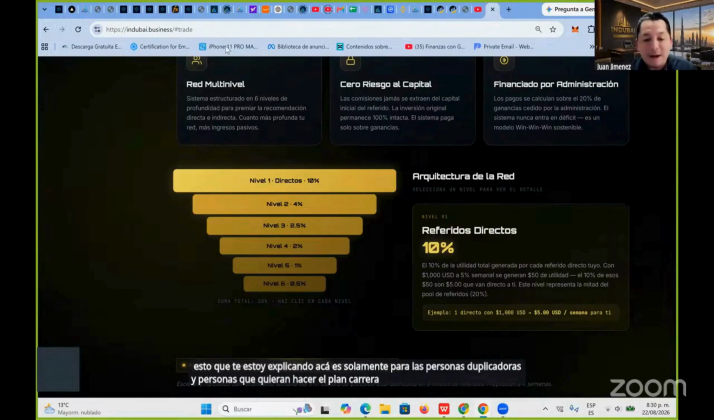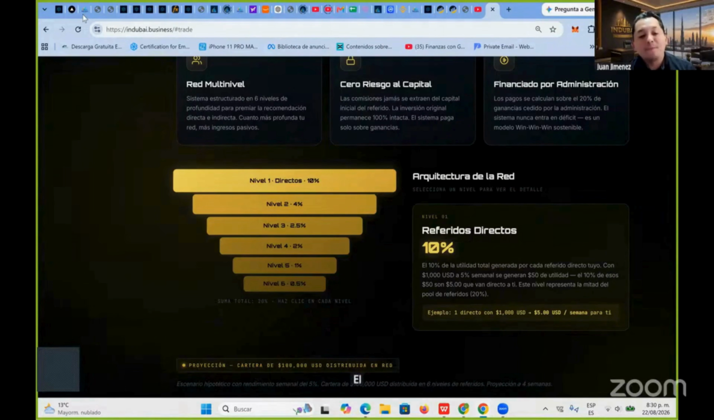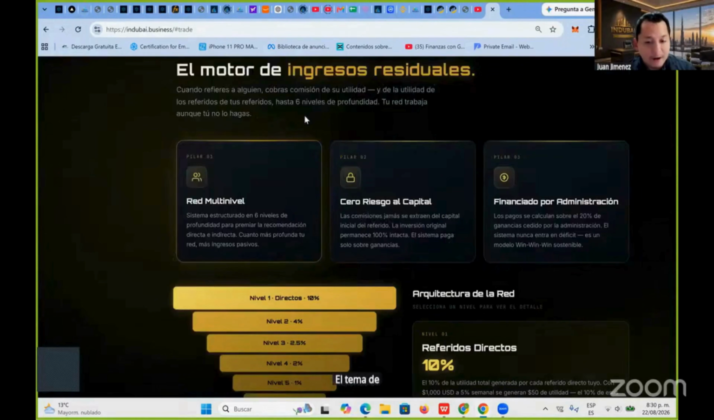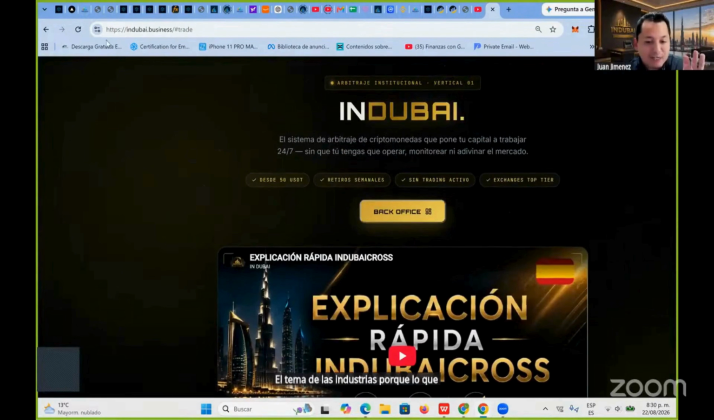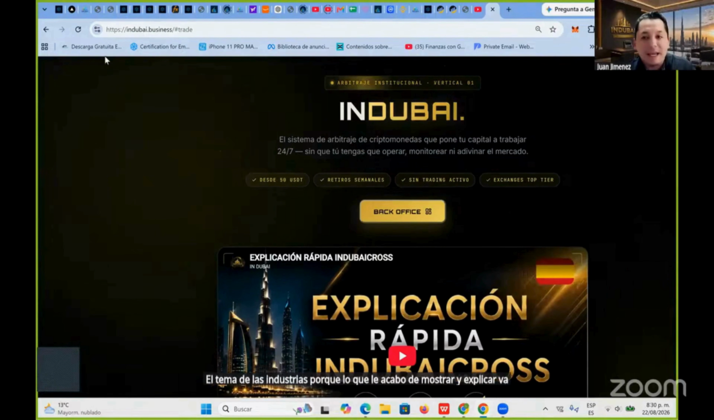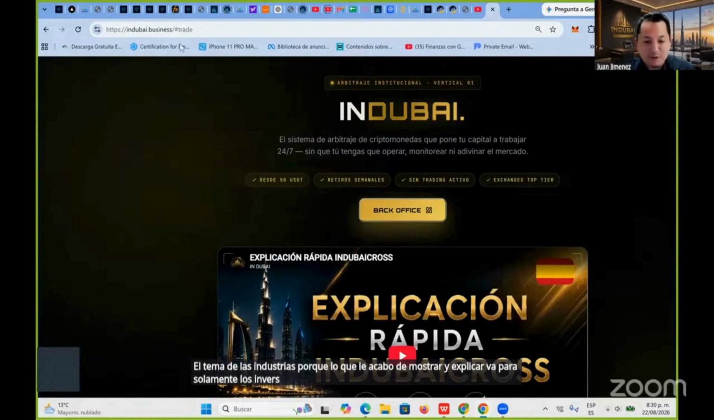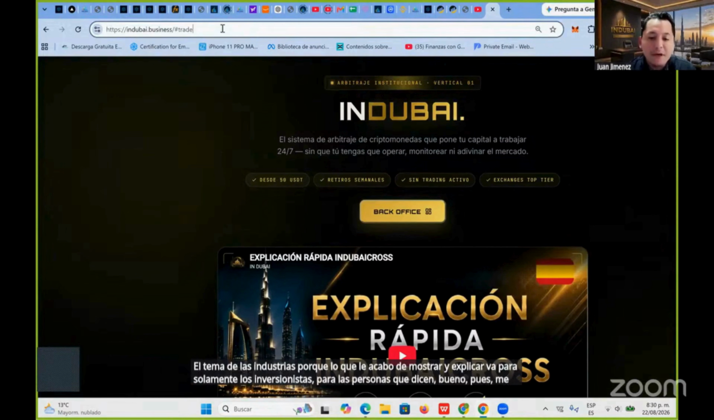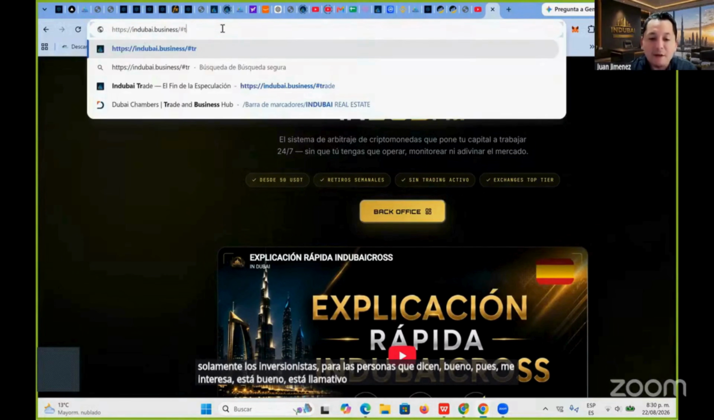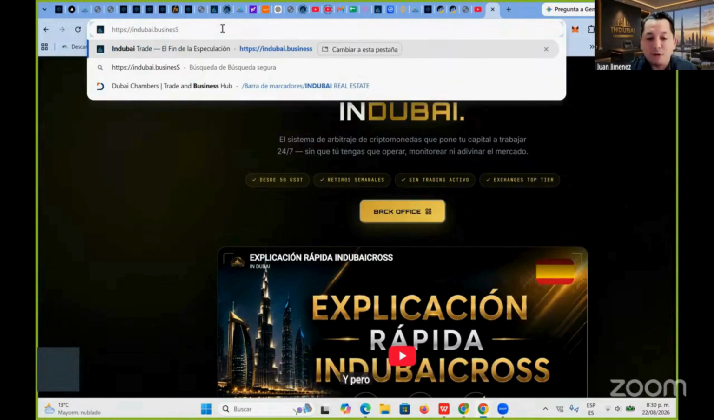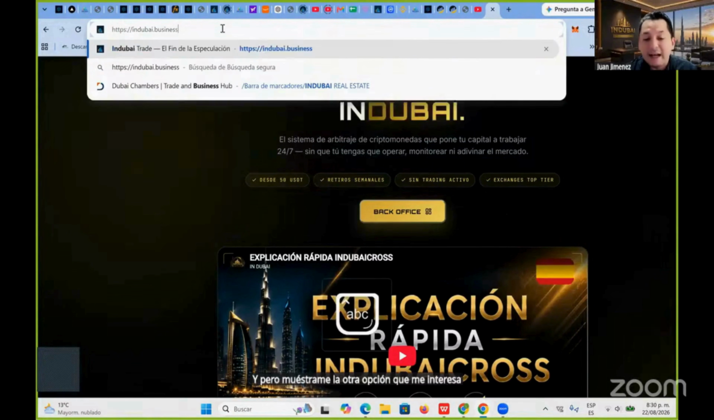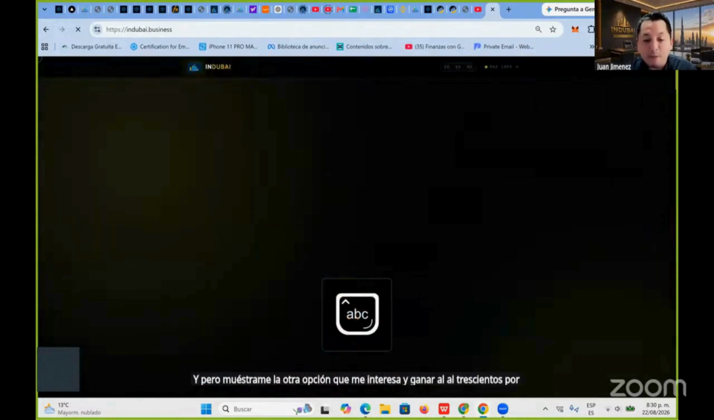Before diving deeper into this part, I want to check with you and show you a little about the Indubai cards, okay? Because what I just showed and explained is only for investors, for people who say, well, I'm interested, it's good, it's attractive, I would like to participate, but show me the other option because I'm interested in earning 300%. Well, let's go there.